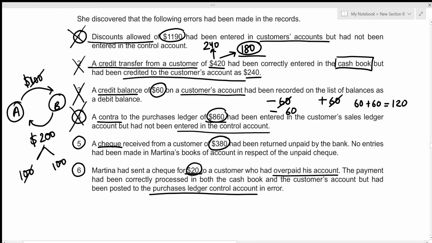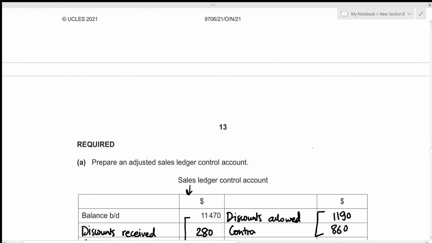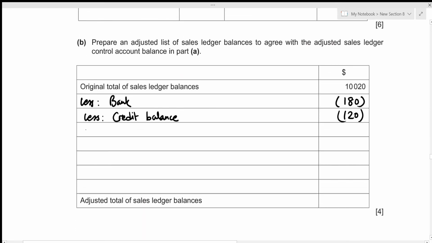So no entries in books of accounts indicates that we did not enter this transaction in both the sales ledger control account and the sales ledger. So this is the amount that we need to consider in our sales ledger balances as well. Since we're talking about a check received from a customer which had been returned unpaid by the bank, obviously this increases the balance on the trade receivables, which means that we will be adding this amount of 380 to the sales ledger and we can record it under the heading of unpaid check. Let's do that. So since this increases the value of the trade receivables, we need to add this amount. And this will have a balance of 380.